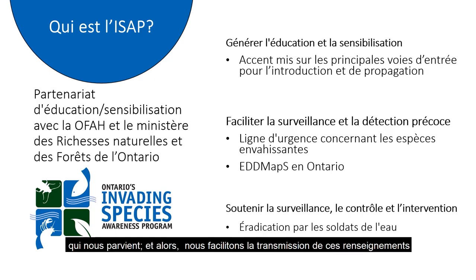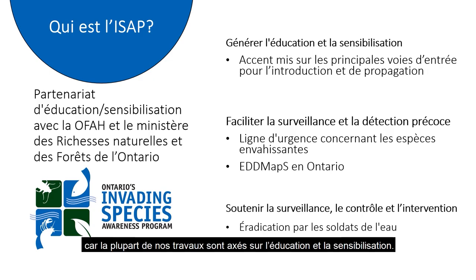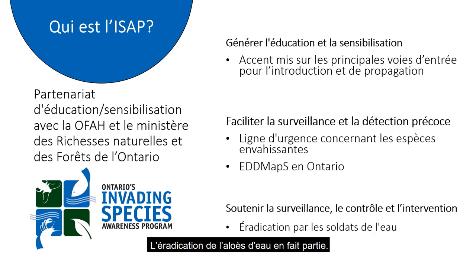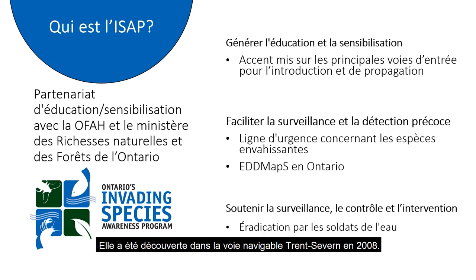So if you were to encounter what you suspect is a grass carp, let's say, in Ontario's waters, you snap a photograph, then you either call the hotline or you log on to EDDMapS to submit a report. Those things then come to us, and then we facilitate getting that information to partners and people who need to know. So in terms of surveillance, control, and response, we really do focus on two core things, because most of our work is focused on education and outreach.